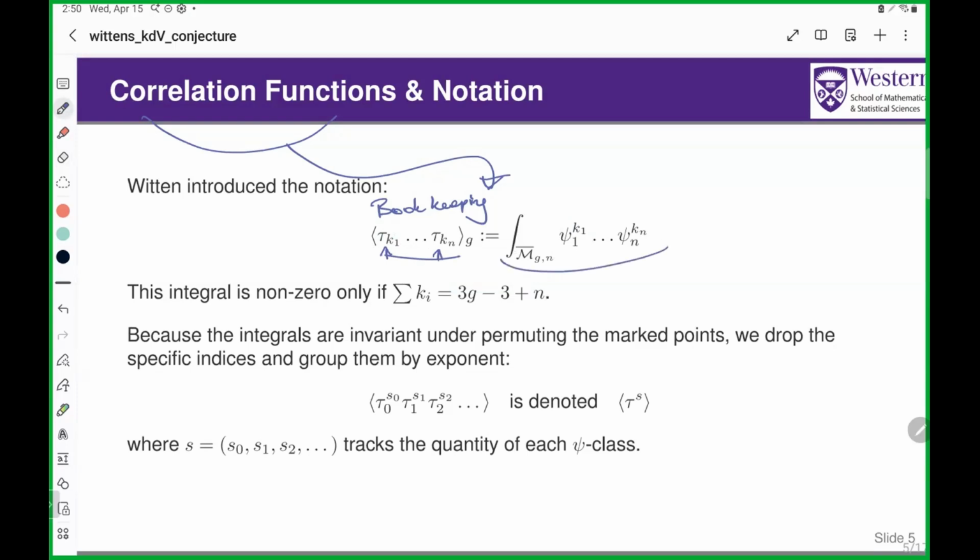So formally, this is what it is, and this integral means you're pairing this form with the fundamental form. So you'll get a number if you plug in a top degree form. Okay, so this integral is non-zero. This is what I'm saying here. If you plug in a top degree form, so this is the dimension of the moduli.